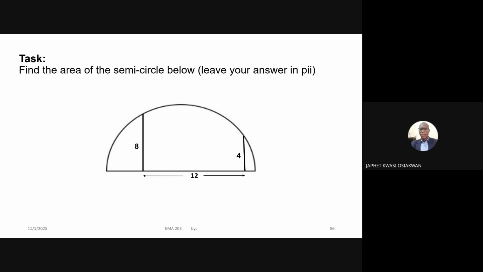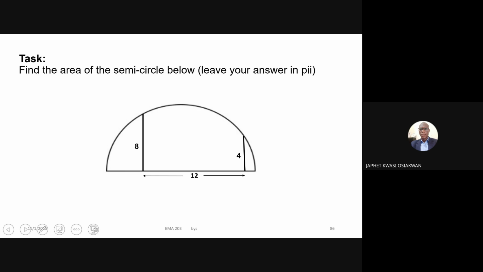Any question concerning this? I hope you have all tried it at home. The 12 units down there is not the diameter. It is the length between the two vertical lines. That is the 12 units, and then this one is 8, and this one is 4. So the 12 is not the diameter. Those who are using it as a diameter, that's wrong. You are setting your own question.